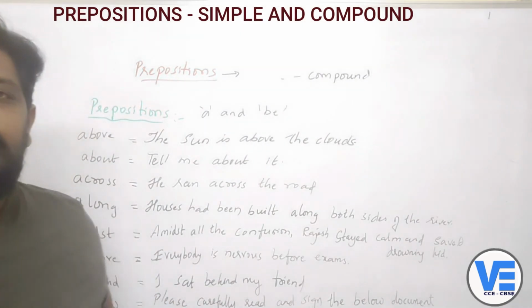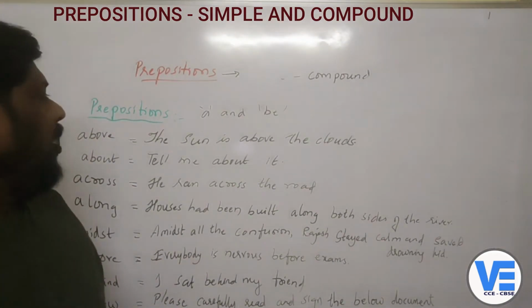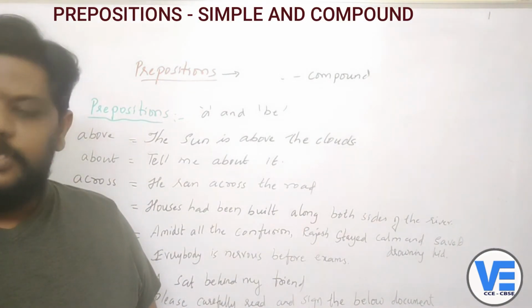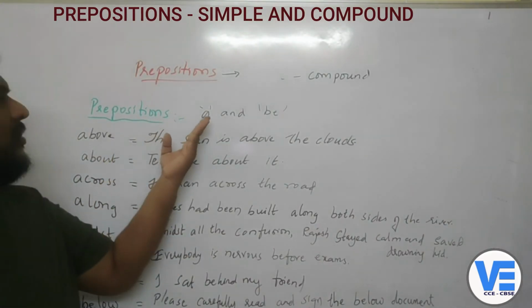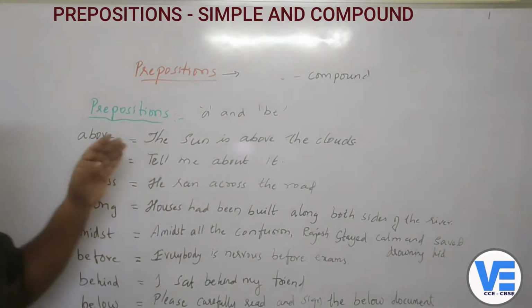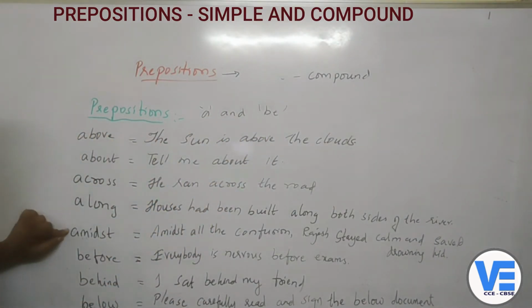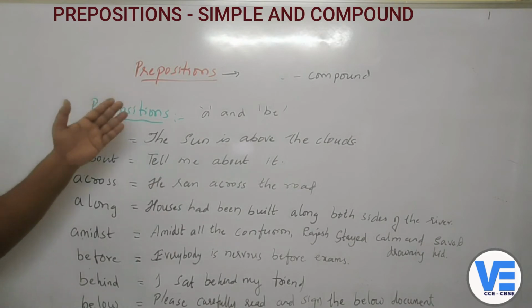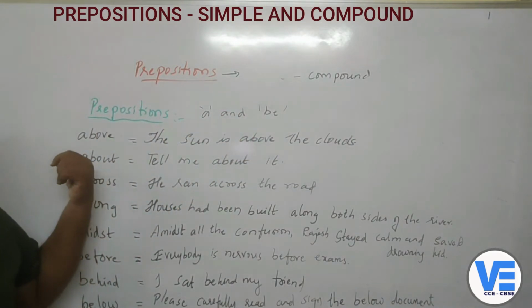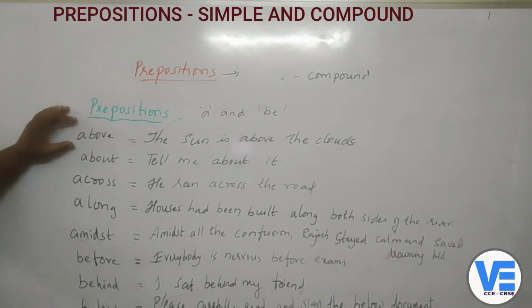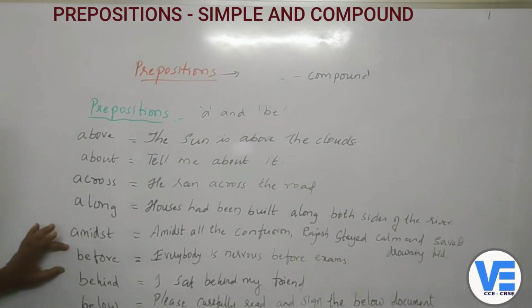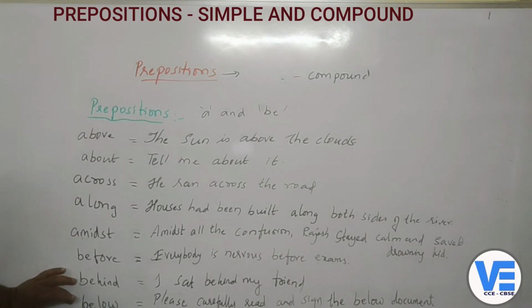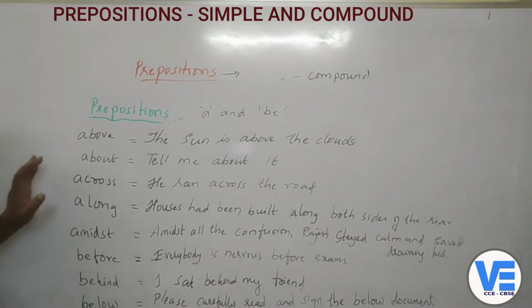Right, children. So after learning the simple prepositions, now we will go ahead with the compound prepositions. The compound prepositions usually start with a prefix of A or B. So here you can see examples. All these words are starting with A and a few of them are starting with B. So mostly these are the words which have A or B as a prefix. Examples you can see are about, across, along, amidst, before, behind, below, beneath, amongst, among. These are all the different words which you can take as examples.